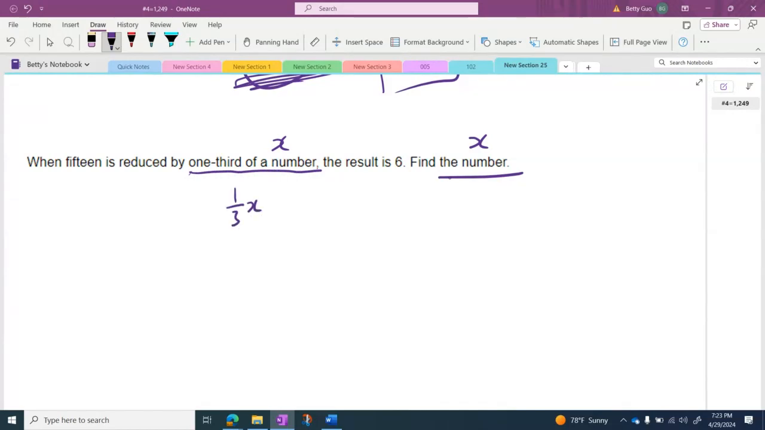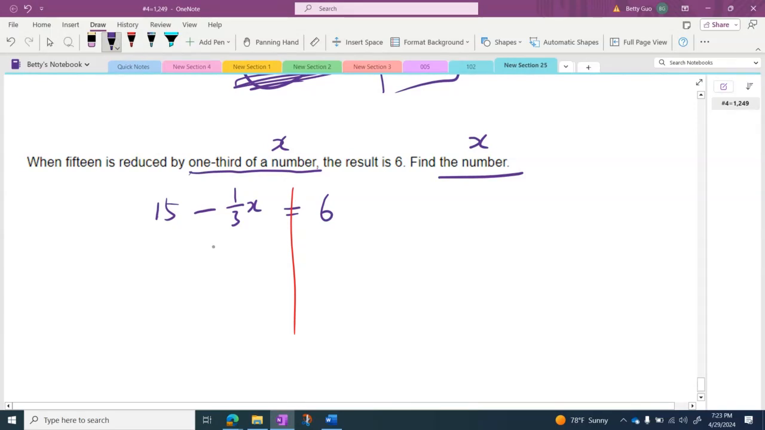1/3x. When 15 is reduced by 1/3 of x, the result is 6. So this is the equation we are going to solve. Now let's solve it.